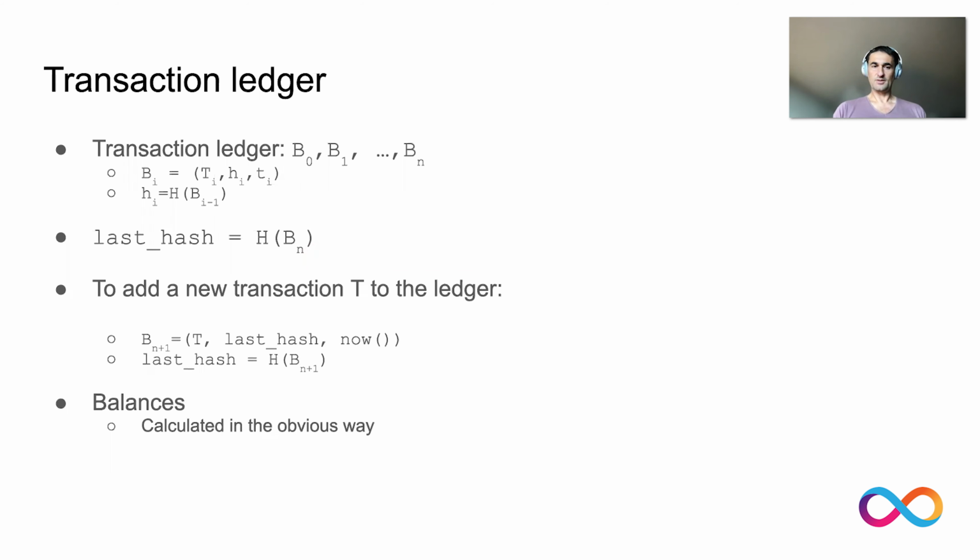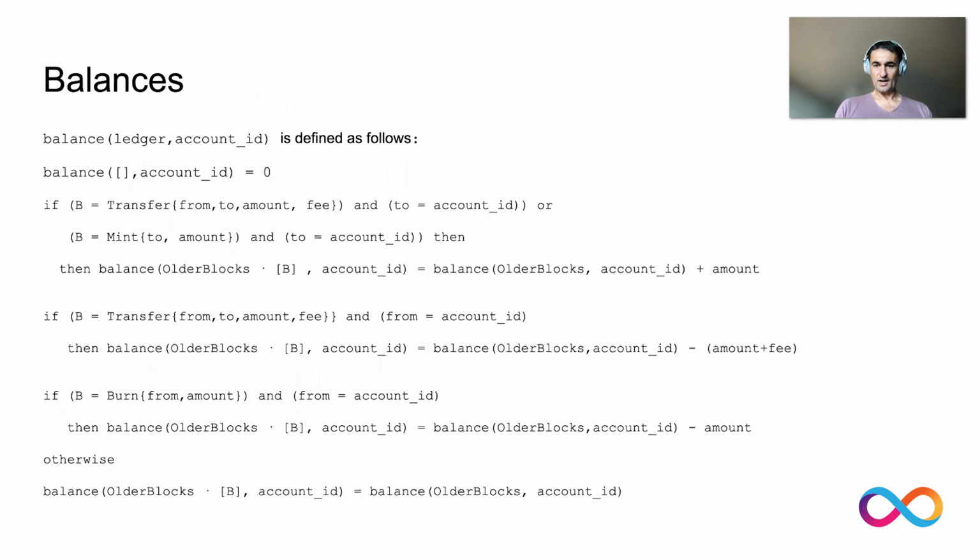Now, how do we calculate balances? Balances obviously change as we add blocks. I'd like to say they change in the obvious way, and I think this part is not rocket science. I'll just give you the formal description and highlight a couple of things. This is a recursive definition for the function balance of a certain account given a ledger. So what is the balance of an account ID given a transaction ledger? It is defined recursively as follows. If the transaction ledger is empty, then the associated balance is 0.